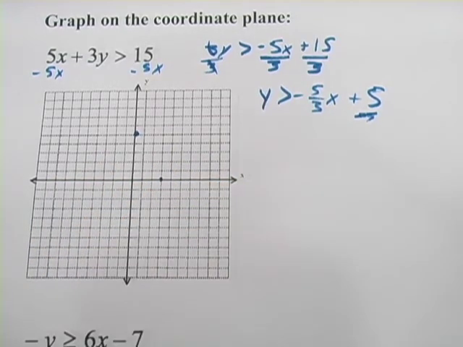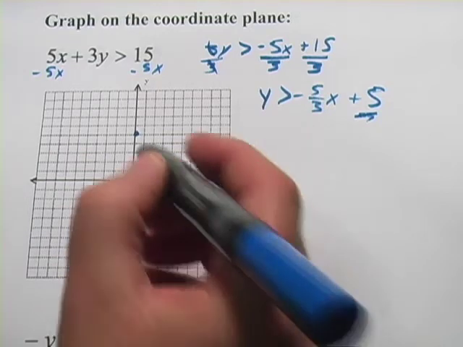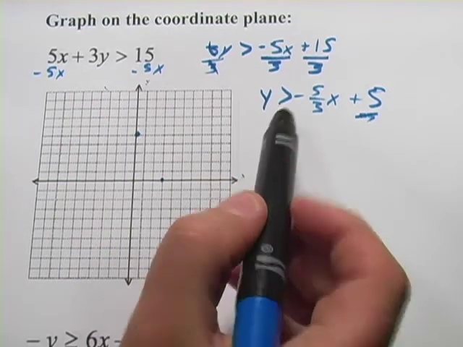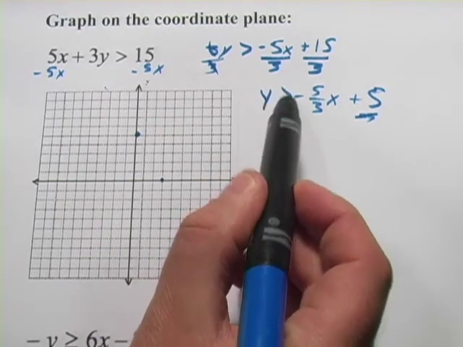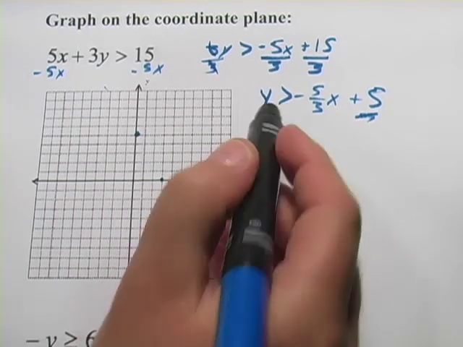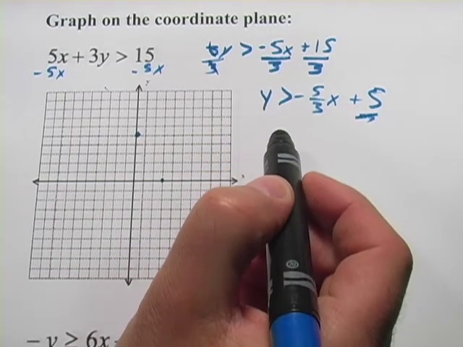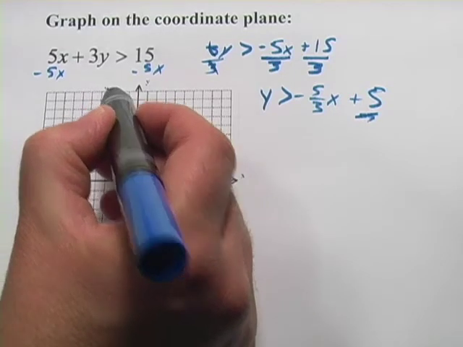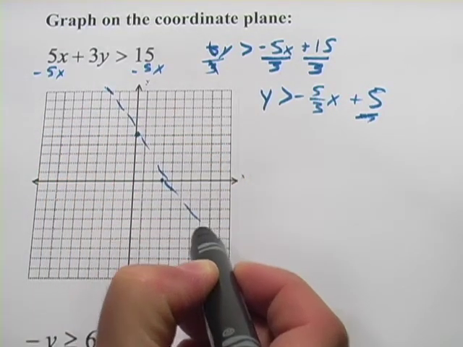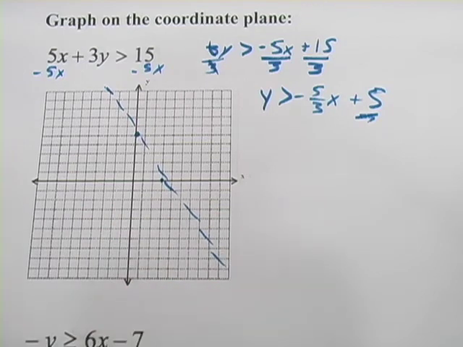So at this point, I can kind of sketch in the line. I'm at a funny angle here, so I don't think I'm going to be doing this very straight. You'll have to bear with me. But I want to pause here. This is a greater than. If it were greater than or equal to, I would make this a solid line. But since this is just a greater than, it's going to be a dashed line. So a dashed line. Okay, almost got it. So that's roughly the line y equals negative 5/3 x plus 5.